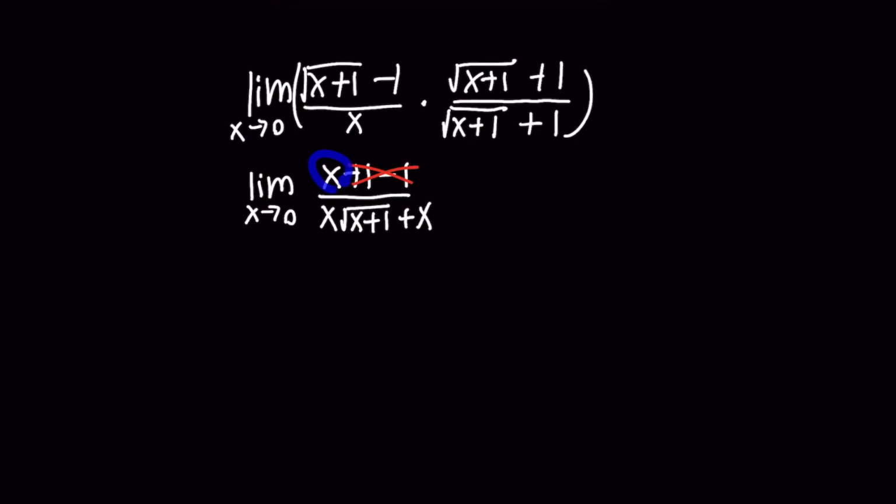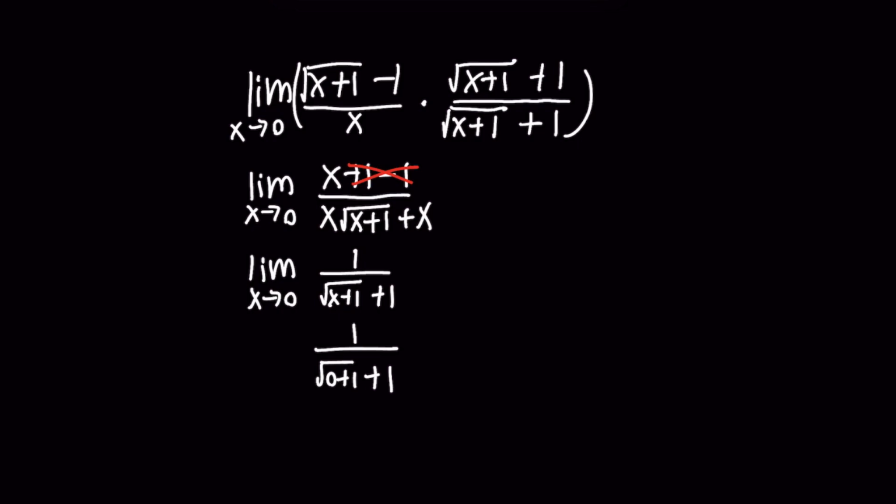Notice how there's an x in every single term here, so we can just divide that out. So you get 1 over root x plus 1 plus 1. Substitute in 0 for x. You get 1 over root 0 plus 1 plus 1, which is equal to 1 over root 1 plus 1, which is equal to 1 over 1 plus 1, which is equal to 1 over 2. So that's your final answer, 1 over 2.